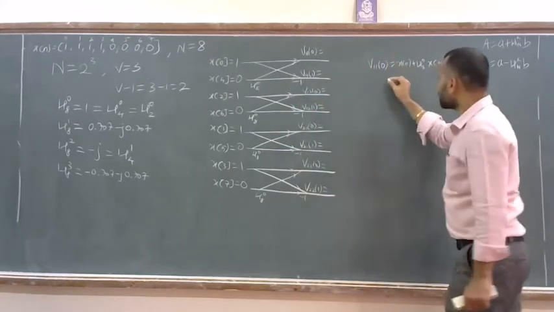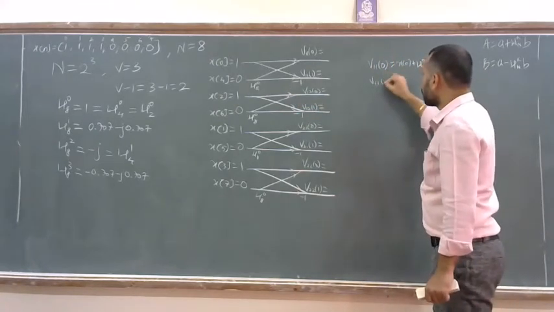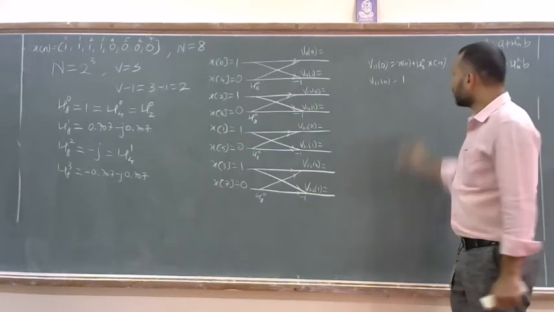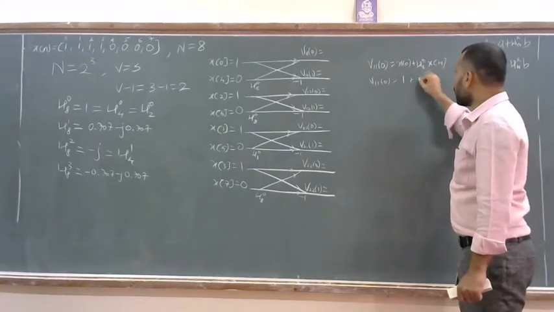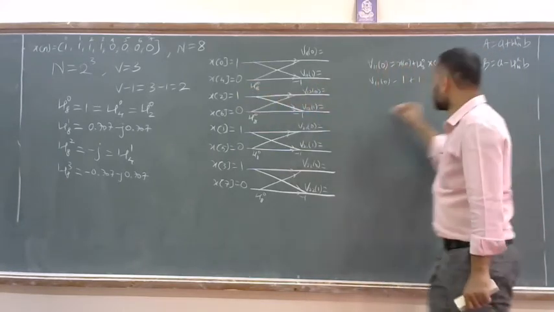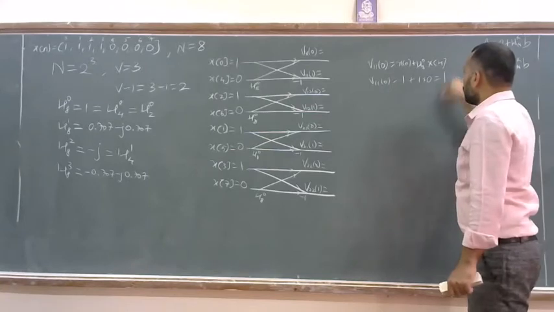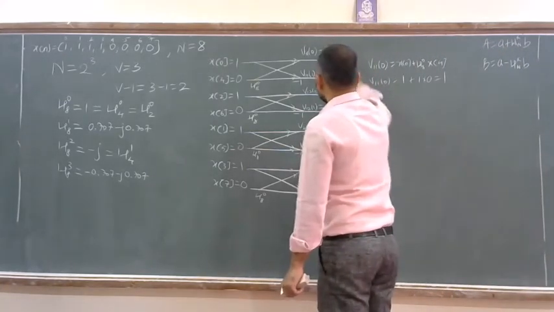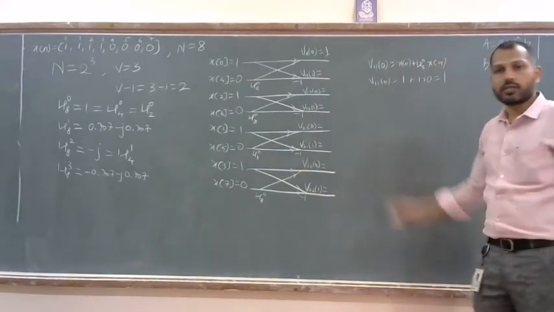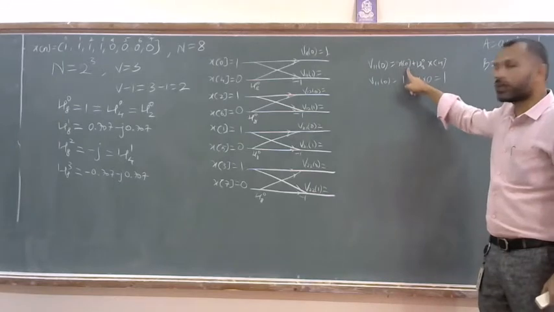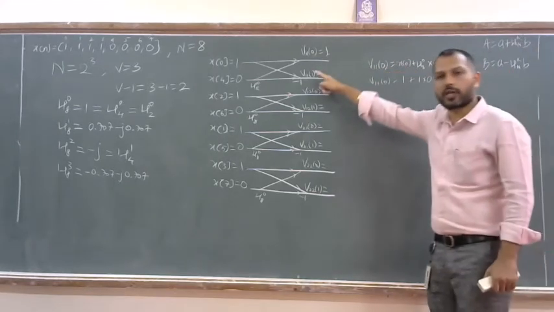Okay, now let us substitute the values. V11 of 0 is equal to x of 0, which is 1, plus W80, whose value is 1, times x of 4, which in the given sequence is 0. So 1 into 0, 1 plus 0, is 1. So the first DFT point in the 2-point DFT sequence will be equal to 1, which is obtained by using this equation for the top point of the butterfly operation.